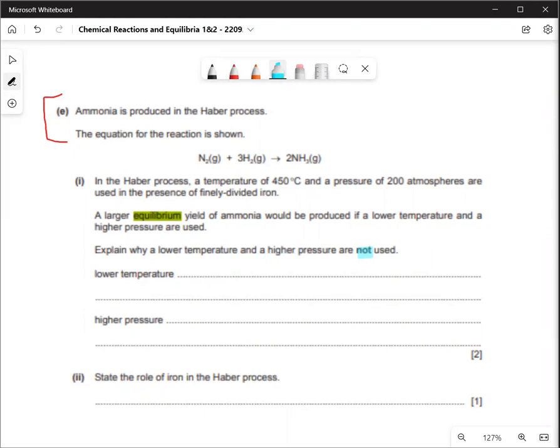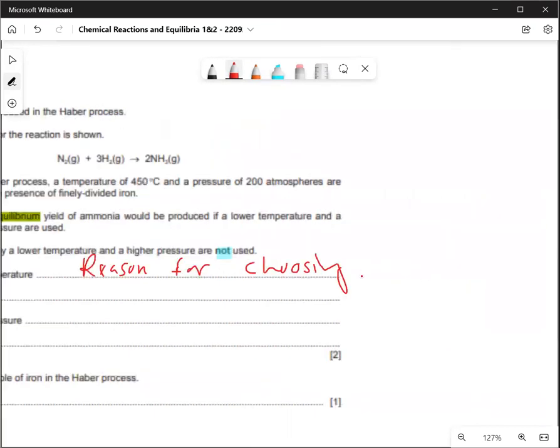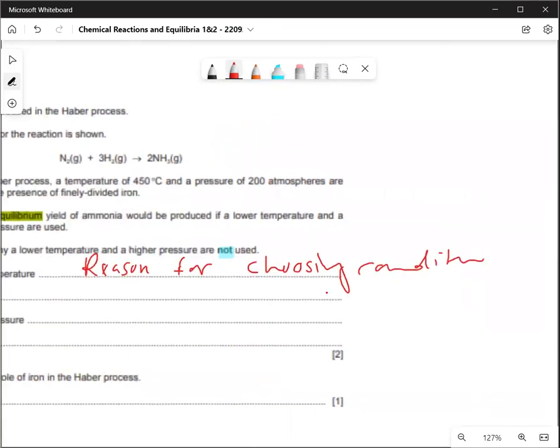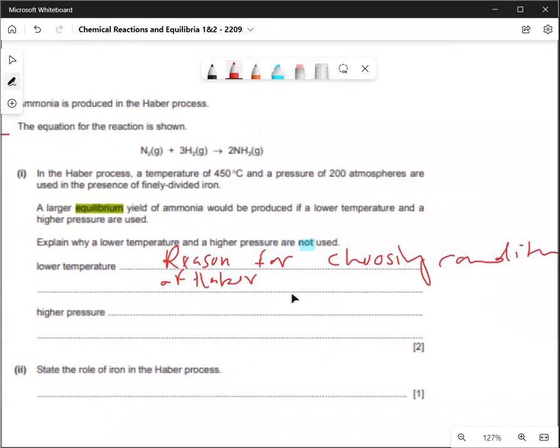Lower temperature. Tell me, read your notebook. Why is low temperature not used? So in this, what you have to write is reason for choosing Haber conditions. In that section you should look for temperature. In your notebook, find this part. Reason for choosing condition of Haber. It favors exothermic and heat is released into increasing the temperature. No, that's not the correct answer.